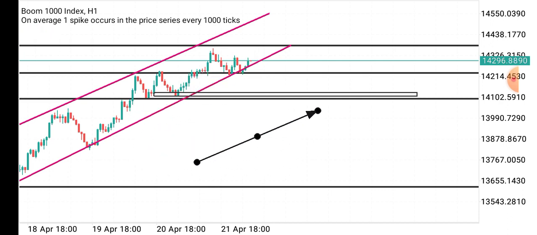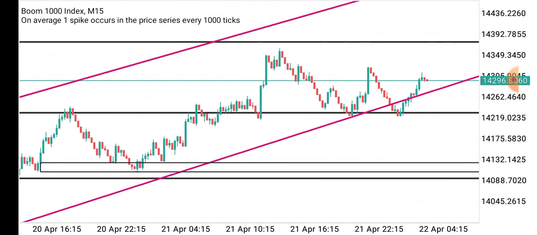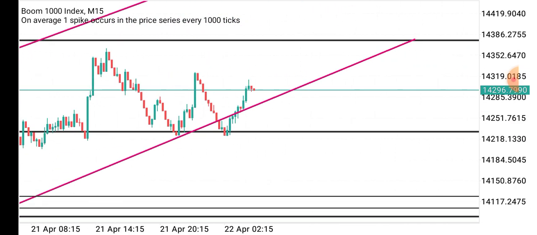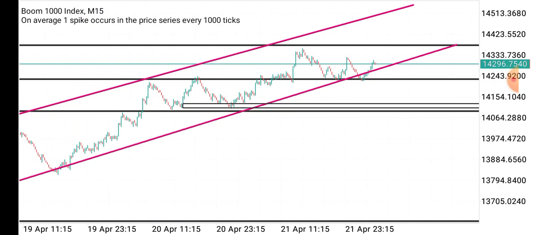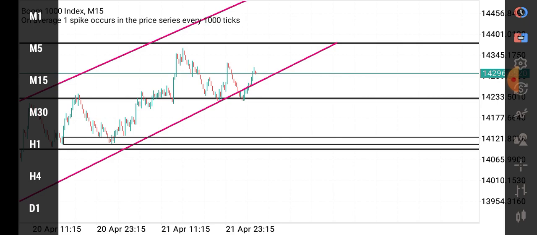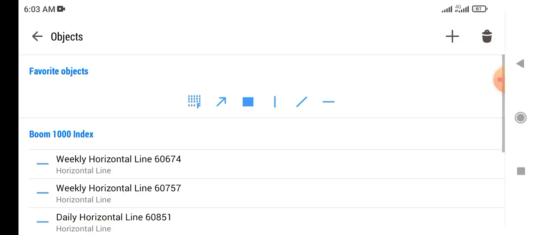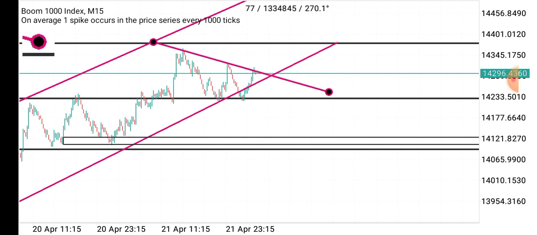Let's go to the 15 minutes time frame meanwhile to see what we have. You see what we have on the 15 minutes time frame. You can see the structure that we have there. What the market is giving us, let me see if I can use trend lines to define this structure, because if you go by this structure, it indicates a possible bullish continuation.